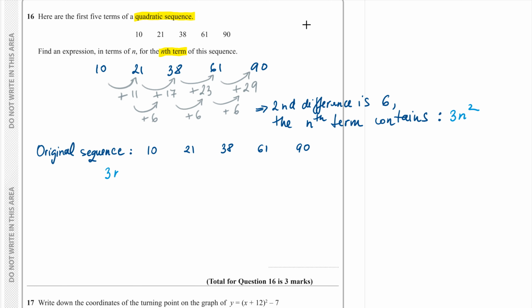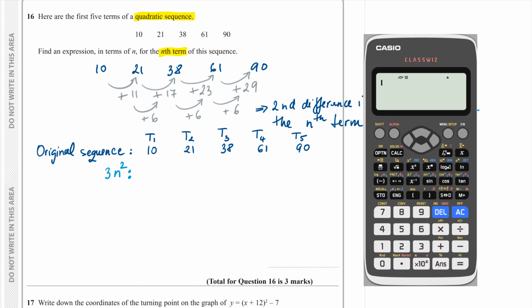Listing out 3n squared, term 1 is equal to 3 times 1 squared equals 3. Term 2 is 3 times 2 squared equals 12. Term 3 is 3 times 3 squared equals 27. The fourth term is 3 times 4 squared equals 48. And the fifth term is 3 times 5 squared equals 75.